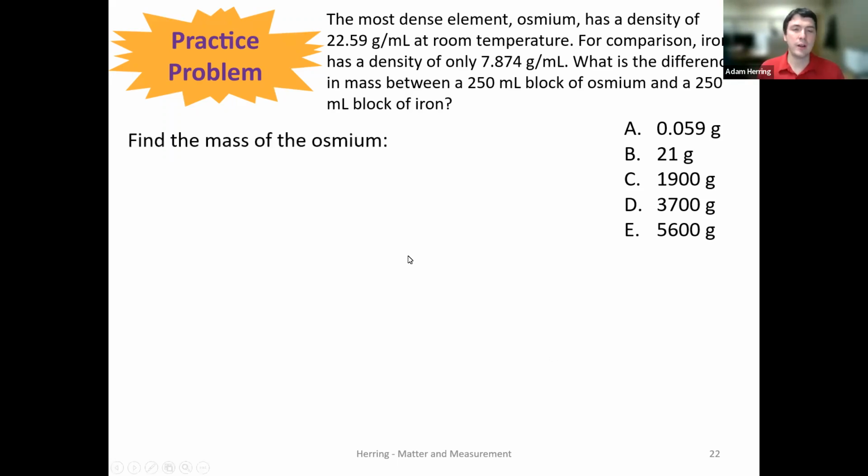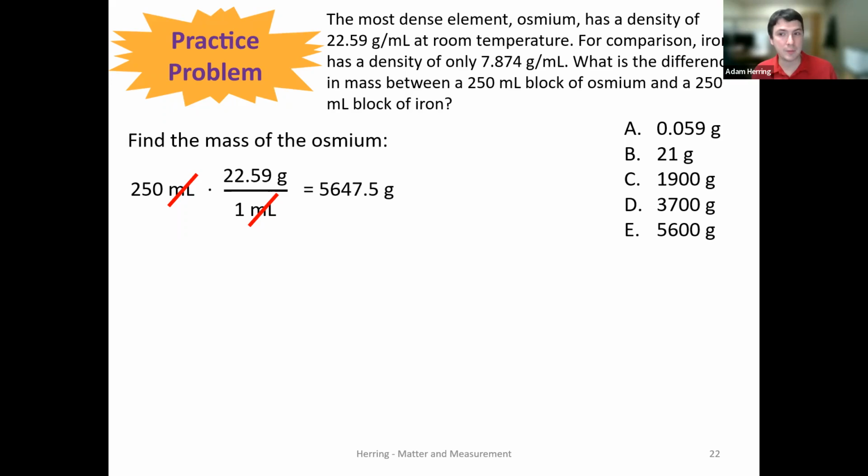So we can use the notion of density in order to find the masses. We can find the mass of osmium by taking the volume that we're provided and multiplying by its density. When we do that, the units of milliliters will cancel out, and we will get 5,647.5 grams. Now, when you're doing this calculation, we should note that we are only going to have two significant figures. The reason for that is because our volume is expressed only to two significant figures.